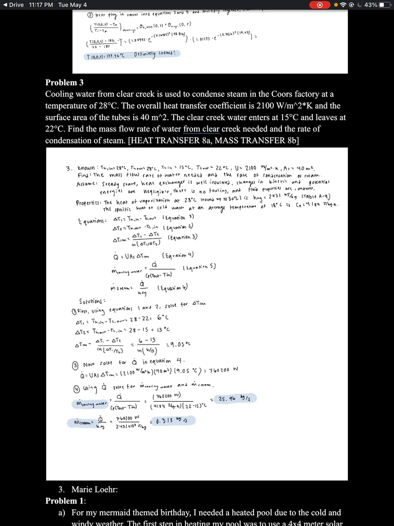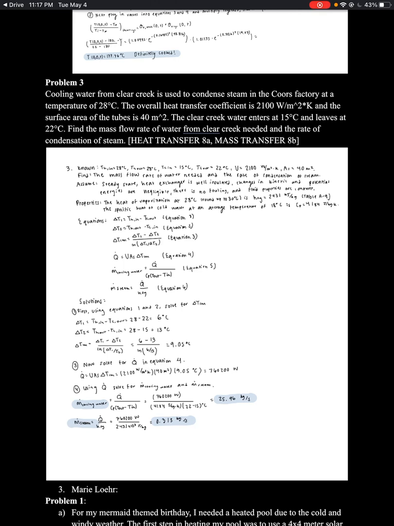Next, the final problem, problem 3. Cooling water from Clear Creek is used to condense steam in the Coors factory at a temperature of 28 degrees Celsius. We know temperature hot in and out, temperature cold in and out, the overall heat transfer coefficient and the surface area, and we're finding the mass flow rate of water needed and the rate of condensation of steam. So the equations are given to find the log mean temperature that you can then use to find Q, and then the mass of cooling water and the mass of steam. Equations listed there are 5 and 6.